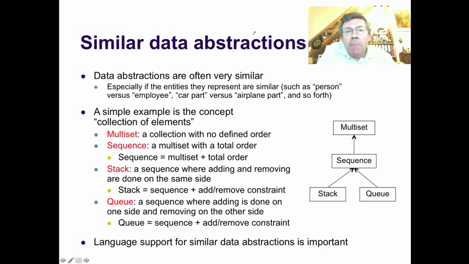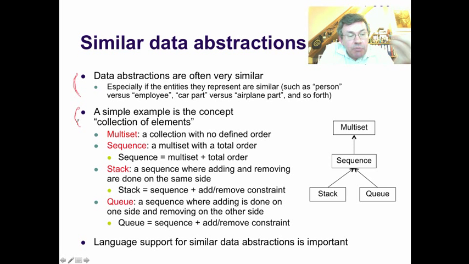The third main principle of object-oriented programming, next to data abstraction and polymorphism, is inheritance. Inheritance is based on the observation that data abstractions are often very similar, especially if the entities they represent are similar, such as a person versus an employee, or a car part versus an airplane part, and so on. So here's a simple example.